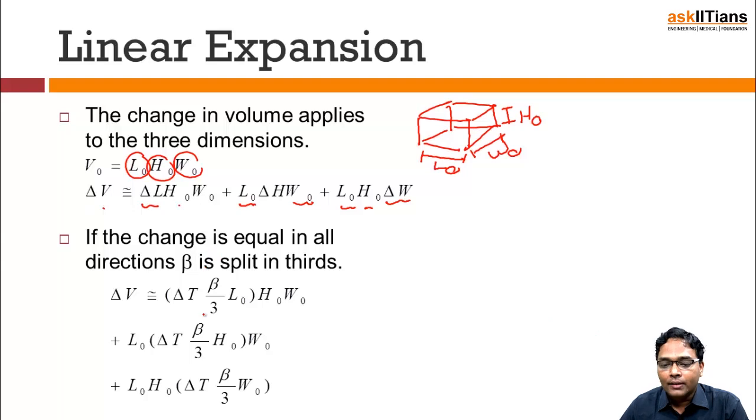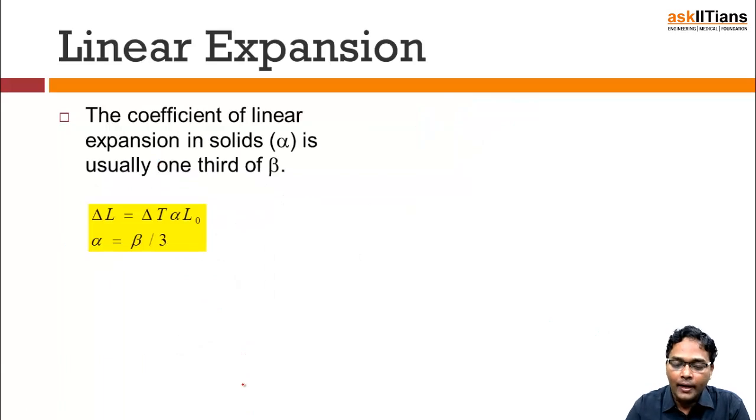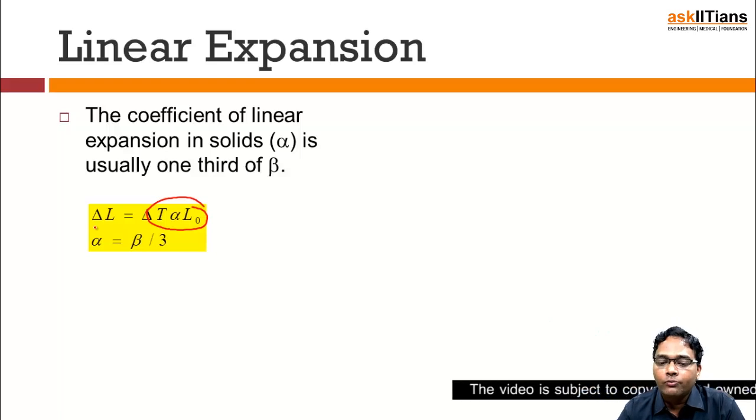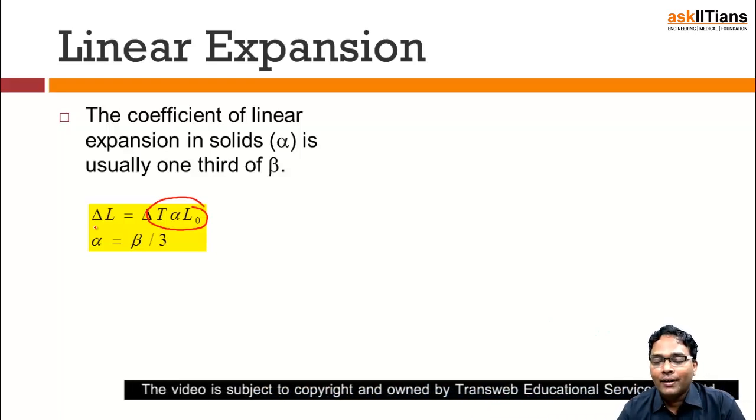Correct? Now further, if I say that the change is the same along all possible directions, you can simply put delta V as delta T, the temperature change being constant, times beta by 3. First, when there is a change in the length, you write it in terms of L0, then in terms of H0, and then in terms of W0. As a result, if you combine all of them, you will see that delta L can simply be given by, because initially it was for the case of volume, and for volume we define it in terms of beta, for length let's define it in terms of alpha.